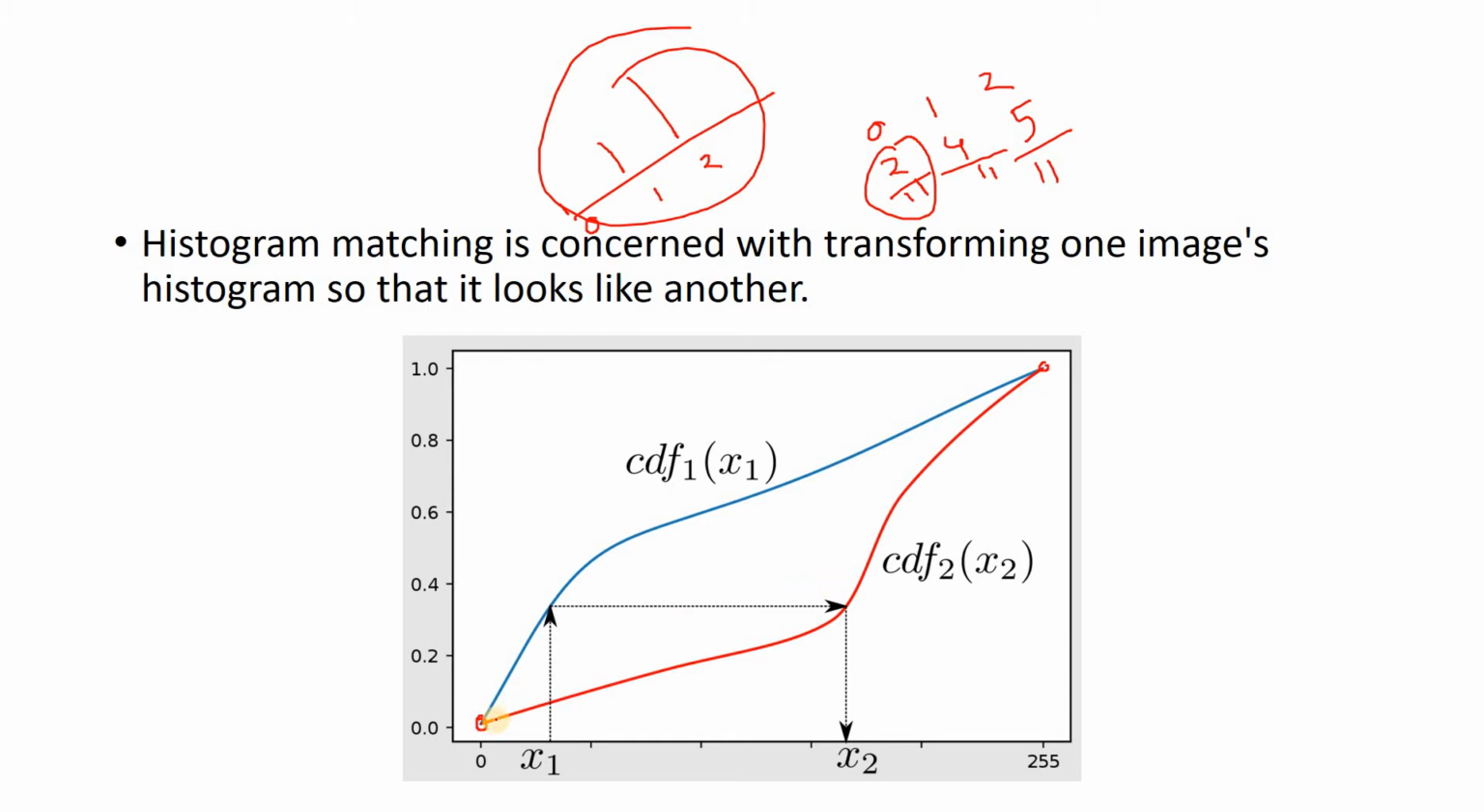So obviously, for each possible value ranging from 0 to 255, there will be certain points where both cumulative distributions will be equal.